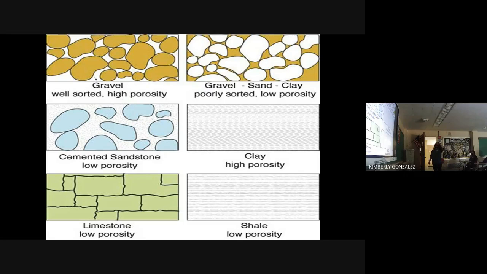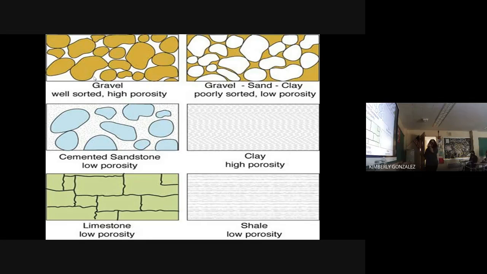Right? Here we have gravel on the left. It's well sorted, it has high porosity. And then the gravel sample on the right is a mix of gravel, sand, and clay. So that sand and clay is going to actually get in between the gravel particles, but they're both still permeable.